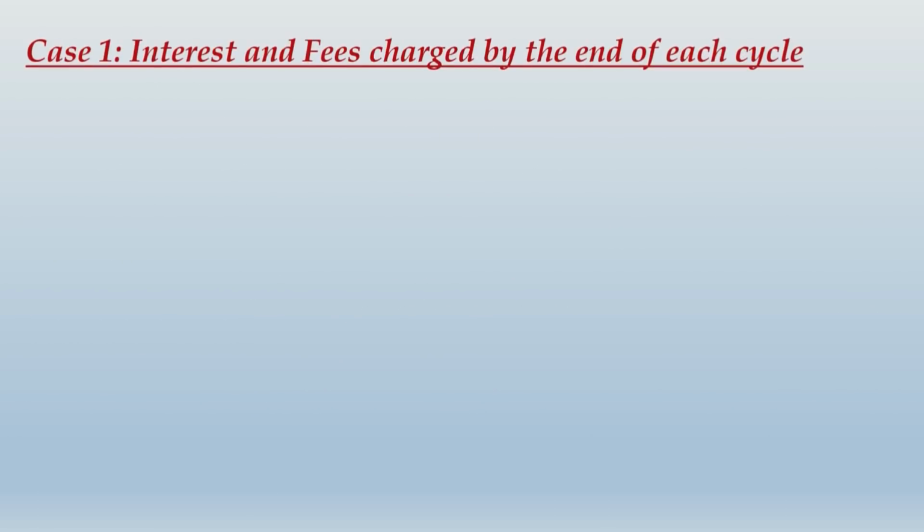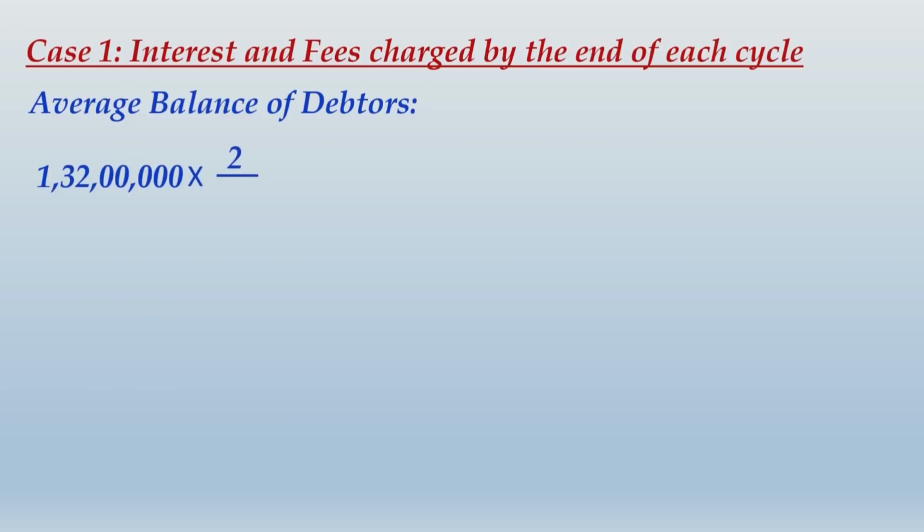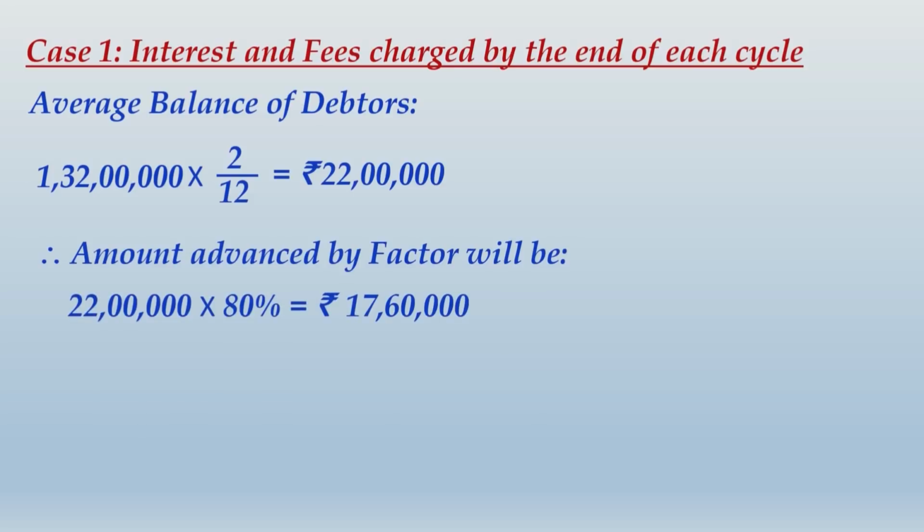So let us see how to present this solution. Over here, first case, interest and fees are charged by the factor at end of each cycle. First of all, you would compute the average debtors balance, and that will be 2 by 12 of 1 crore 32 lakhs, that is 22 lakhs. So amount advanced by factor will be 80% of this, that is rupees 17 lakh 60,000. Friends, I have been instructing you that any point of time you want to write down the content, you may pause the video and do that. So keep following that same instruction ahead also.